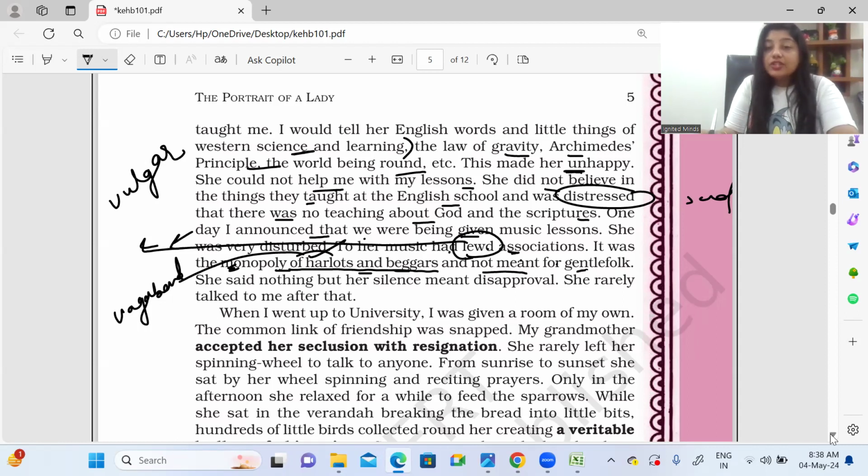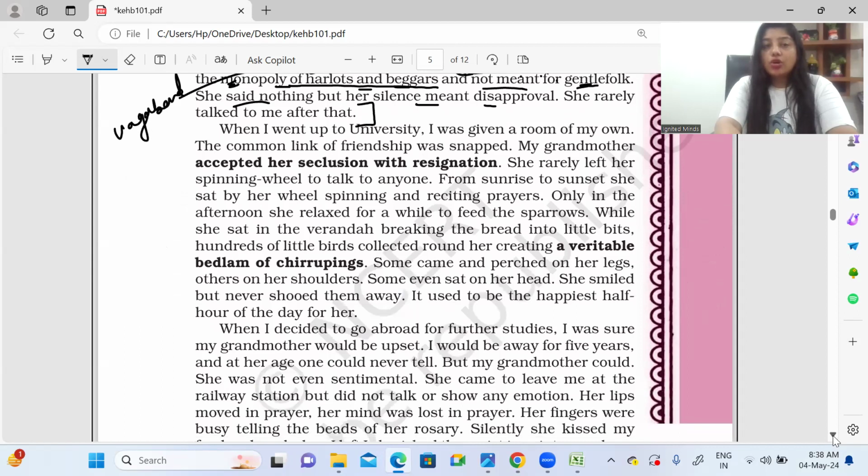And was not mental for gentle folk, like I told you. She said nothing, but her silence meant disapproval. Now, what can she say? She could not say anything, but she was quiet because she cannot directly say that stop going to the school. She cannot do that. But her silence meant disapproval. That means she did not approve of such things. She rarely talked to me after that. And probably after this, when she got to know that he is learning lessons, they did not talk much.